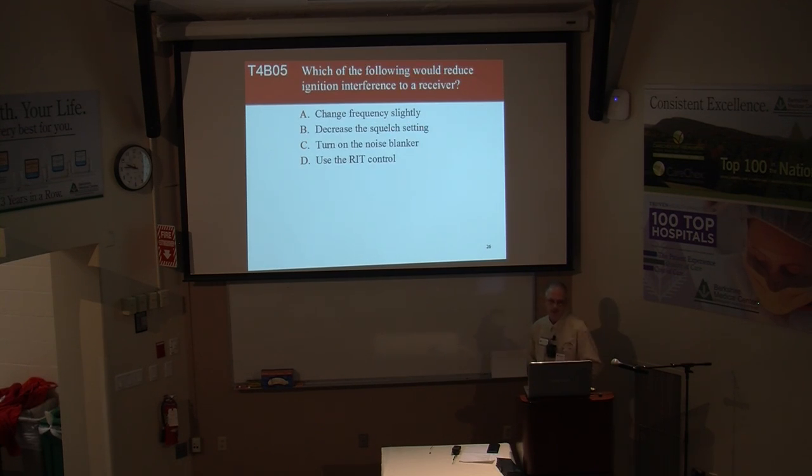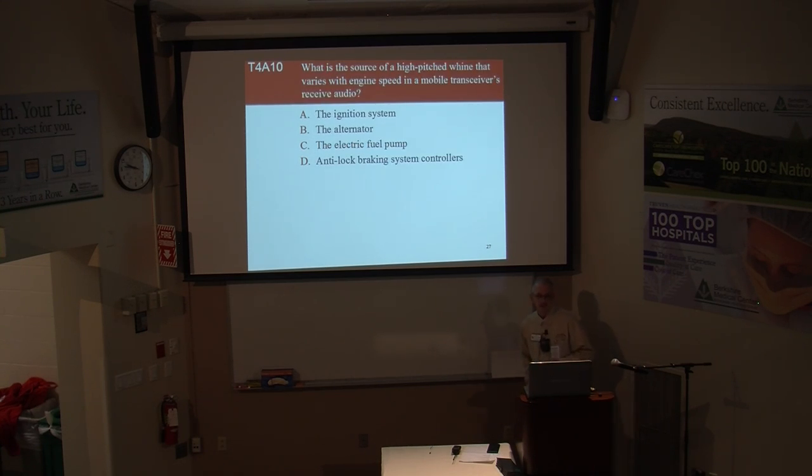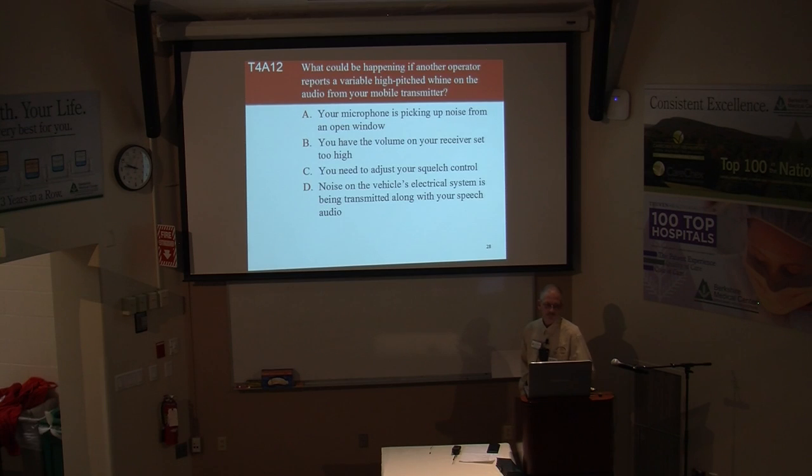Which of the following would you use to reduce ignition interference to your receiver? Turn on the noise blanker, or any other types of filters that you have on board. What is the source of a high-pitched whine that varies with the engine speed in a mobile transceiver's radio? The alternator whine. What could happen if another operator reports a variable high-pitched whine on the audio from your mobile transmitter? That's right. Again, back to that alternator.